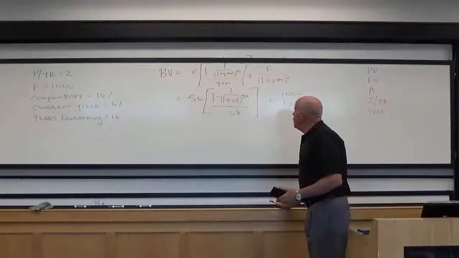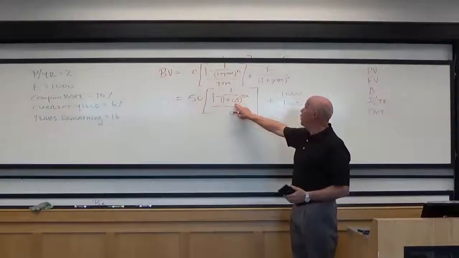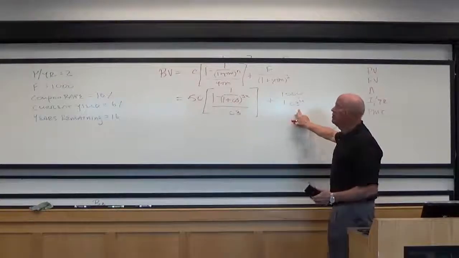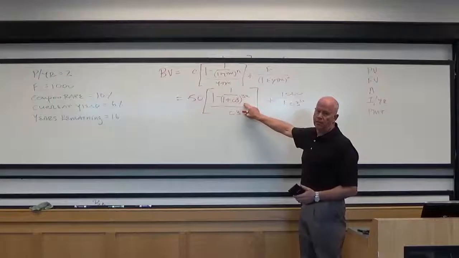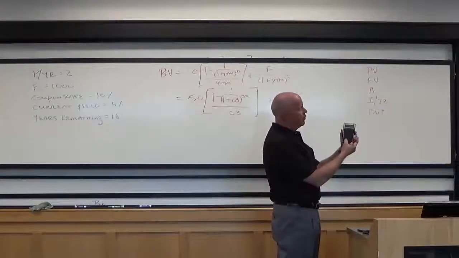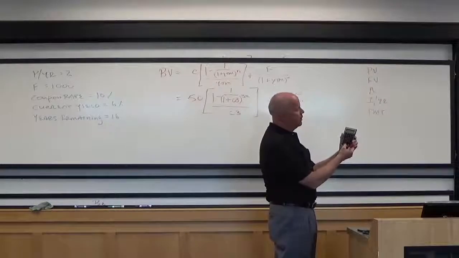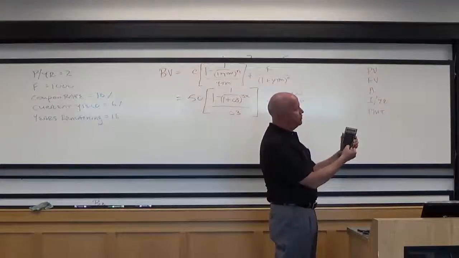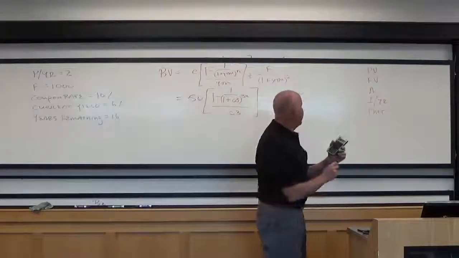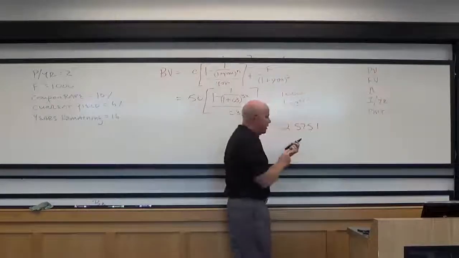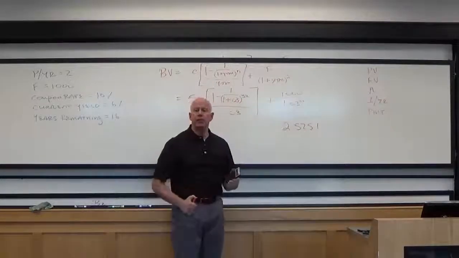So the first thing that I want to do is find out what 1.03 to the 32nd power is. So you'll remember that I put in my calculator 1.03, the y to the x key, 32, equals. And it tells me that that's going to be 2.5751. Now obviously I'm truncating that to the 4th decimal place.